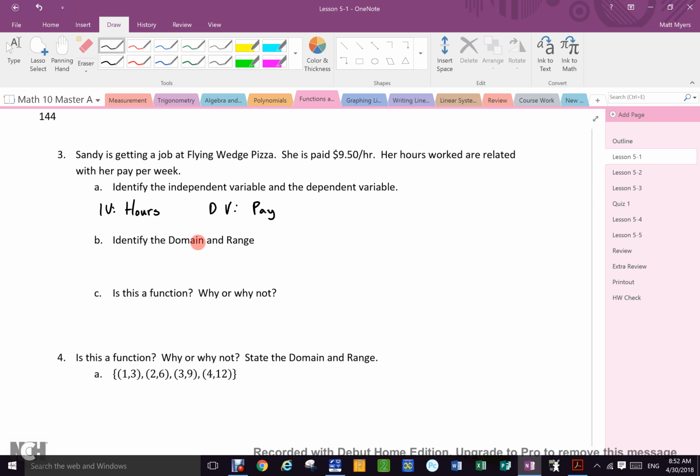Now I want to know the domain and range. The domain works with which one? The IV or the DV? Right. The domain is the set of independent variables. So what's the lowest amount of time she could work in a week? 0. Maybe she doesn't work that week. So the domain, the lowest value is 0, yes?